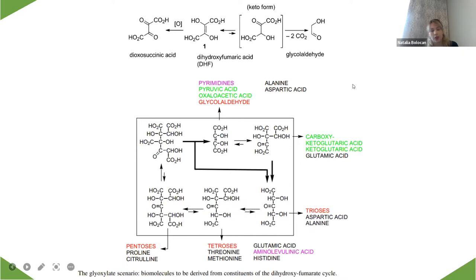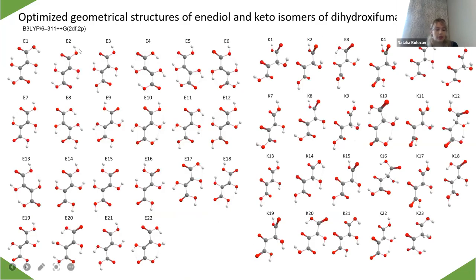So as you can see from the formula, in the case of dihydroxyfumaric acid, various conformations are possible for the two tautomeric forms due to the intramolecular rotations along the single carbon-carbon bonds, and also due to the possible syn and anti-periplanar orientation of the hydroxyl hydrogen with respect to the keto oxygen. Here, for example, we see the syn orientation, and this is the anti orientation.